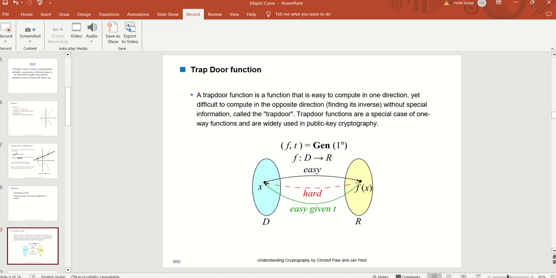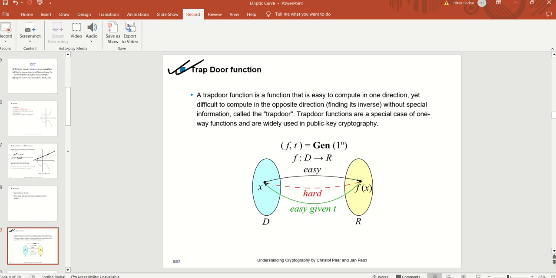Then, a very important question for your exam is the trapdoor function. It might come for 2 marks. What is a trapdoor function? You need to explain this with the diagram and also an example. A trapdoor function is a function that is easy to compute in one direction, yet difficult to compute in the opposite direction. It is easy to go from one side to the other, but when you want to do the inverse, it isn't possible, or it is very difficult.